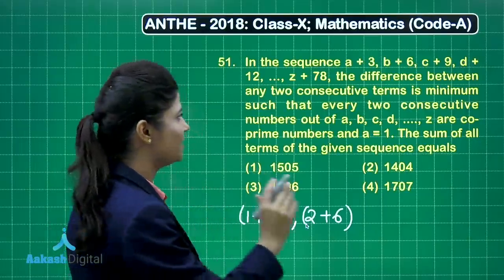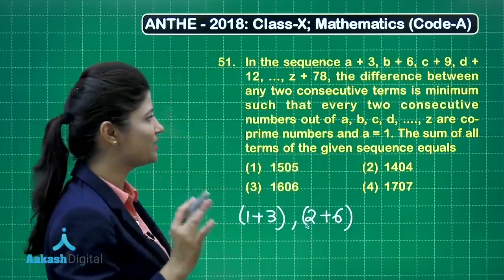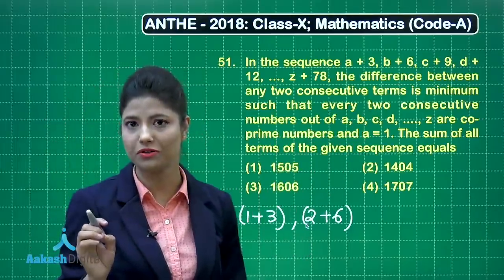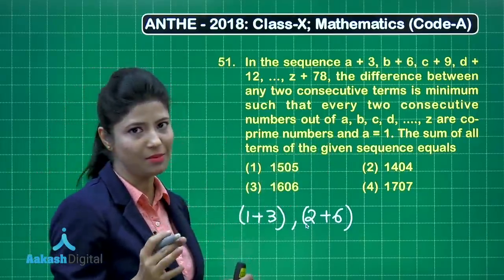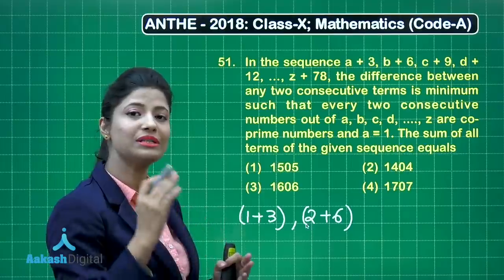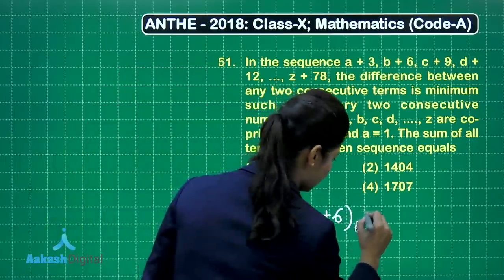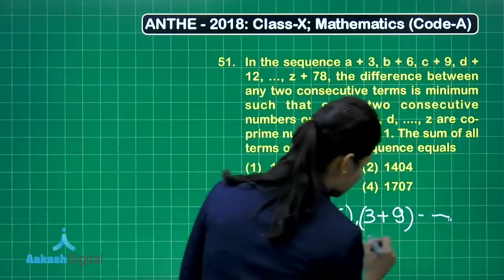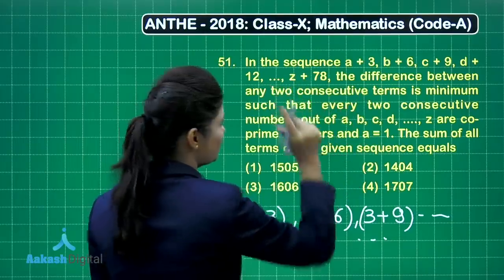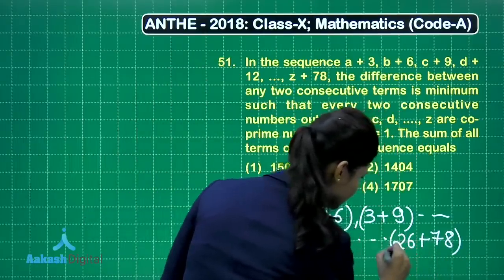Moreover, I have to take care that every 2 consecutive numbers out of a, b, c, d, so on till z are co-prime numbers. So I can take these 26 alphabets as the 26 numbers, because 2 consecutive numbers have the minimum common factor of 1. So here the next term will definitely be 3 plus 9, and so on, this will continue till the last number, which is 26 plus 78. So this is our sequence.